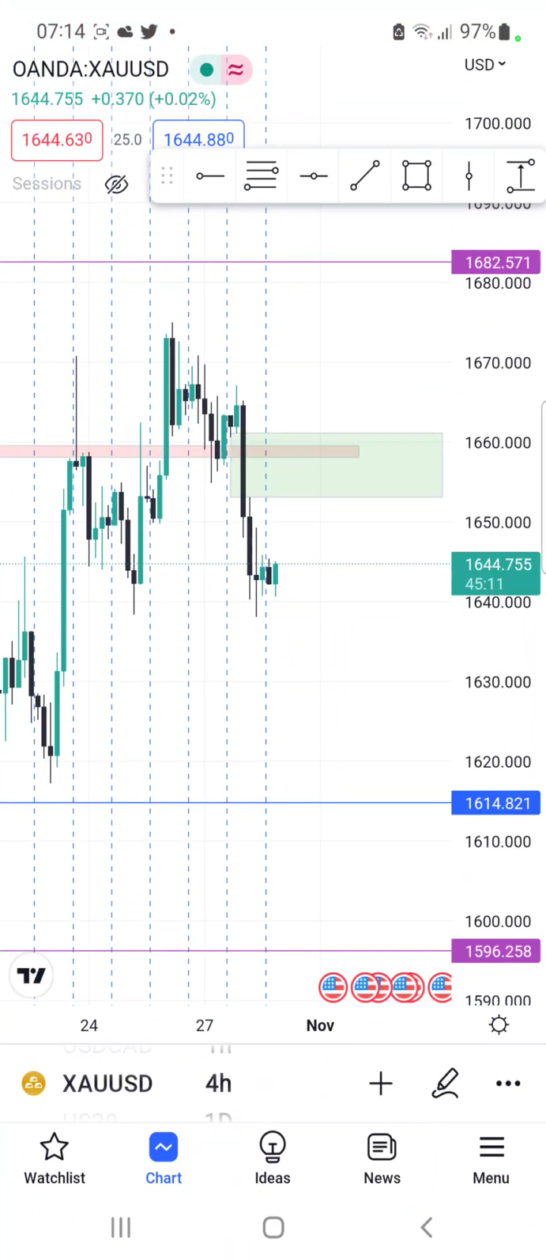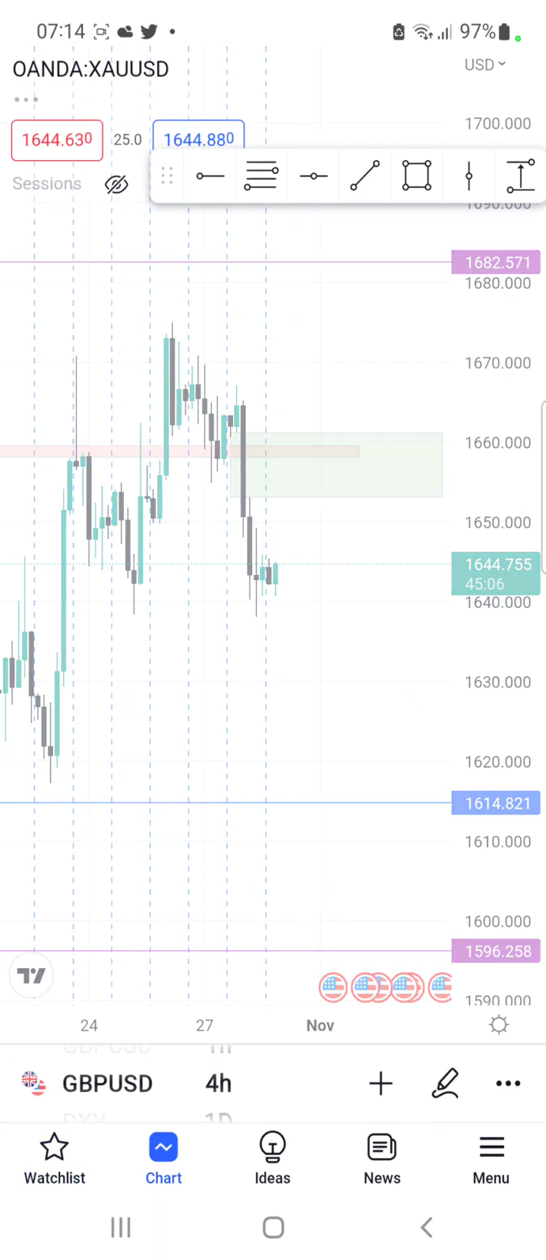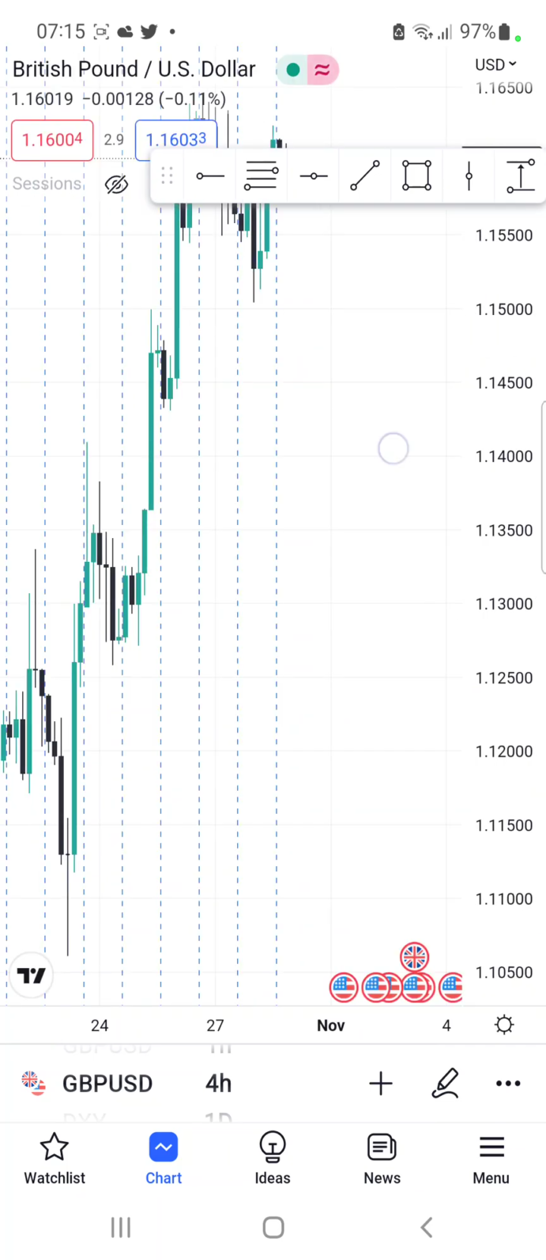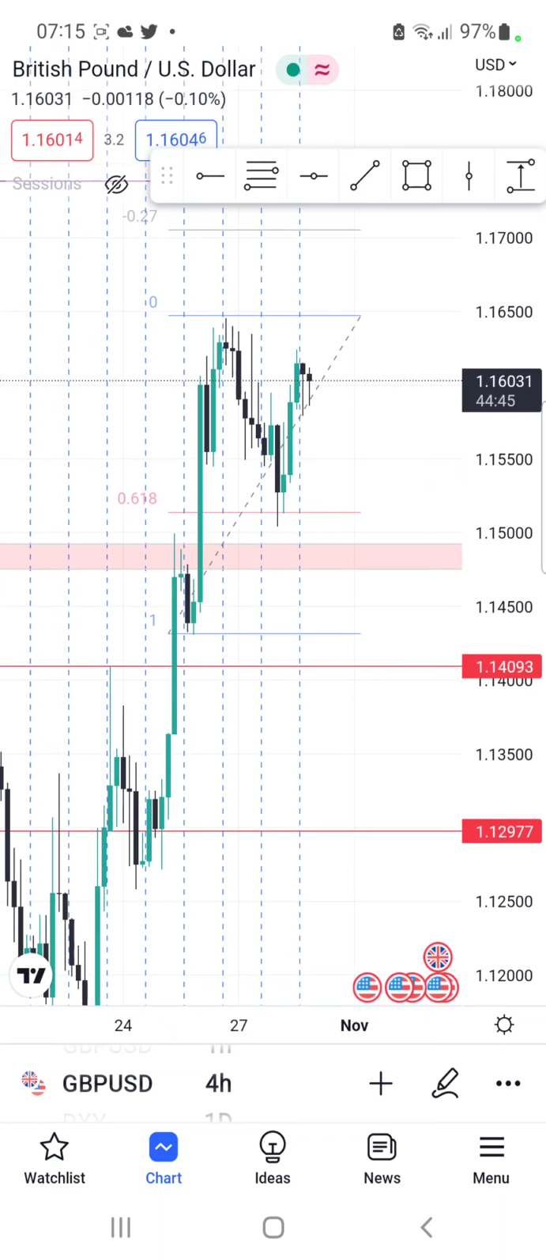So that is my projection for the gold, then for the GBPUSD. Just like we've highlighted those zones, expect some retracement to the upside. Then I believe this week is going to be bearish, both for GBPUSD and gold. All right.